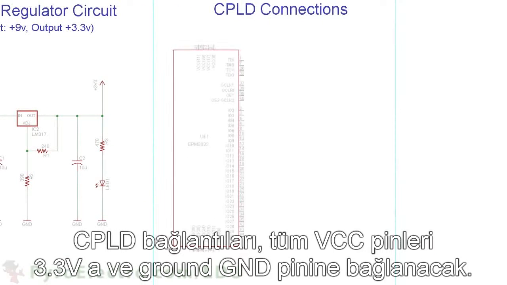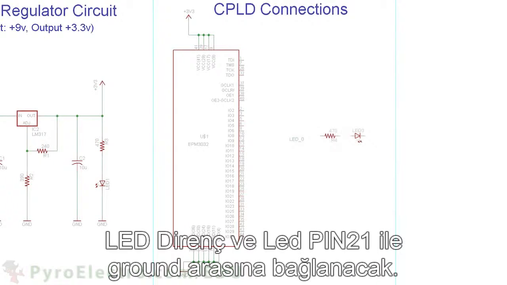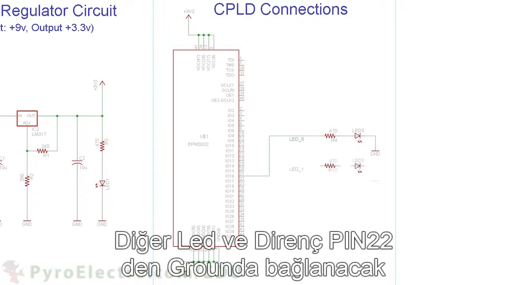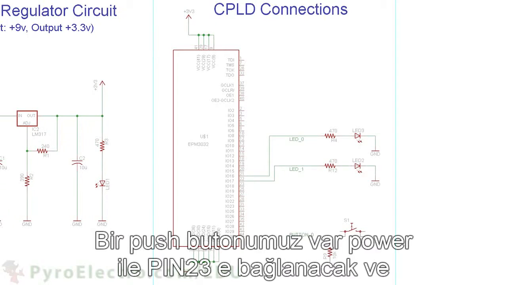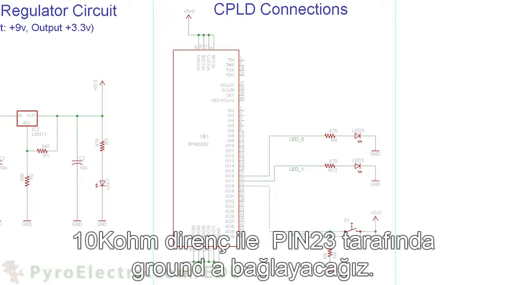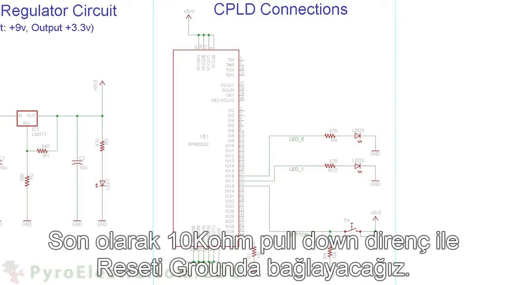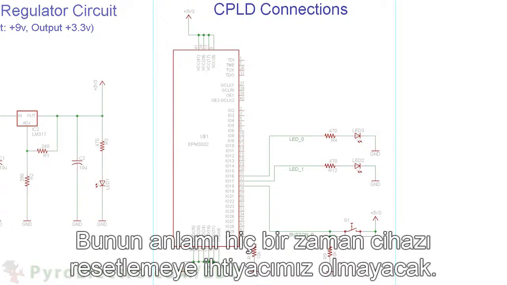The CPLD connections are 3.3 volt to all of the VCC pins and ground to all of the GND pins. Then a resistor and LED connect from pin 21 to ground, along with another resistor and LED connecting from pin 22 to ground. We also have a push button that connects from pin 23 to power with a 10 kilo ohm pull-down resistor on the pin 23 side. Lastly, we'll use a 10 kilo ohm resistor to pull down pin 44, the reset pin. This means we'll never need to reset the device.